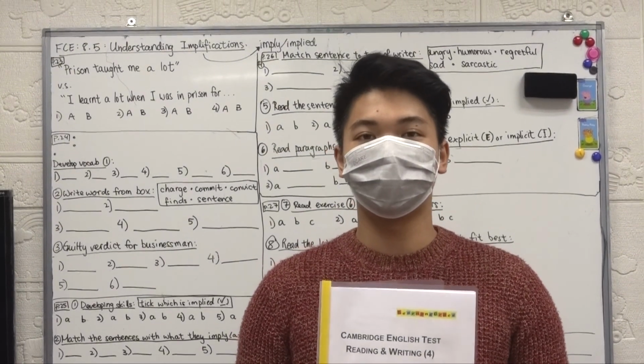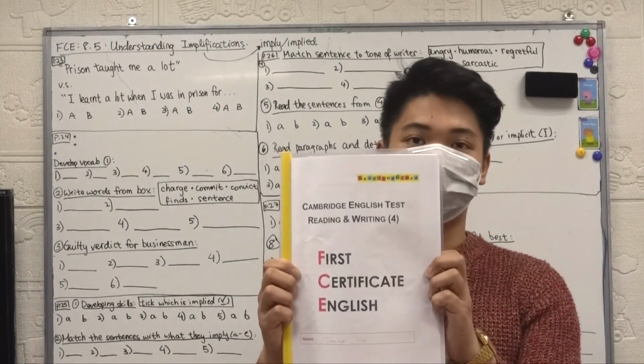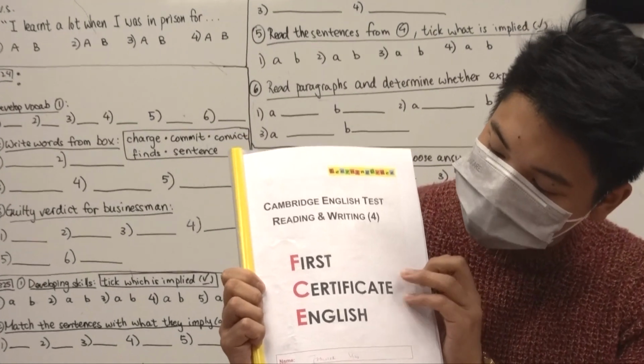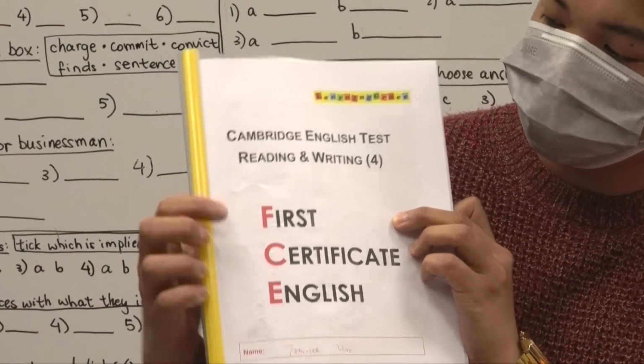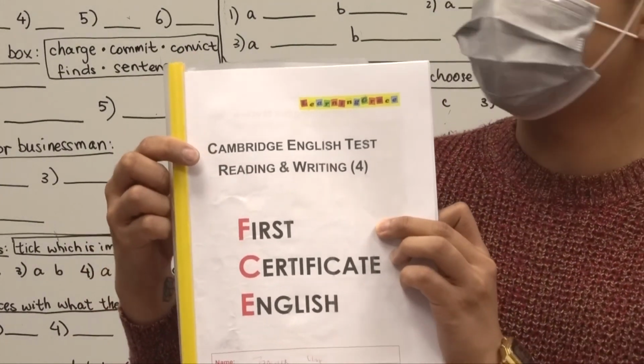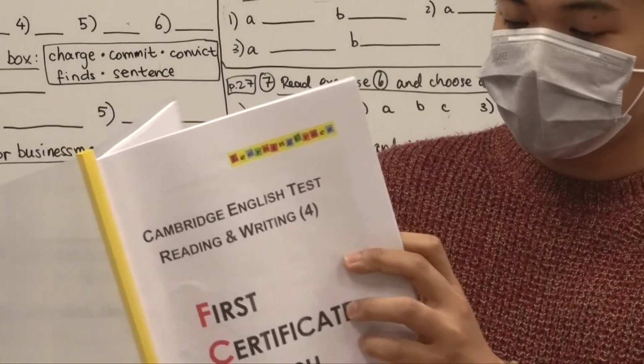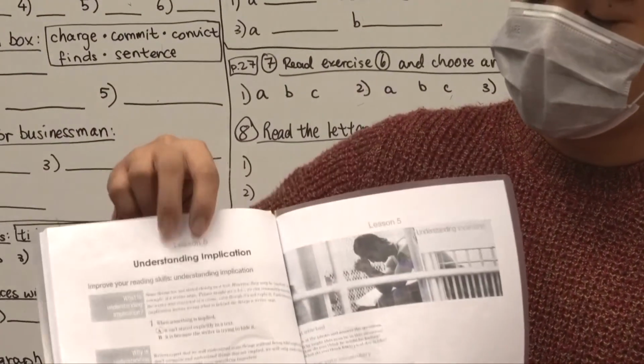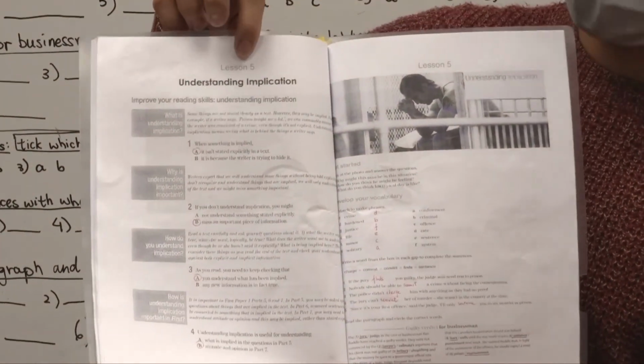Hello everybody, so today we are going to do our FCE class, okay? So FCE, take out the correct book. Please make sure it's reading and writing number 4. Alright, so which pages are we going to do today? We will do the ones with the lesson 5 on top.